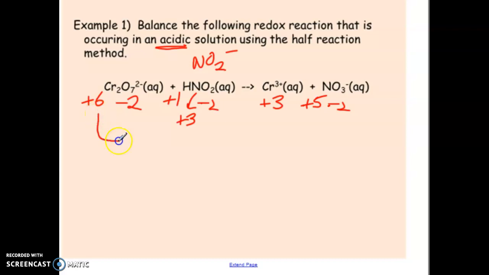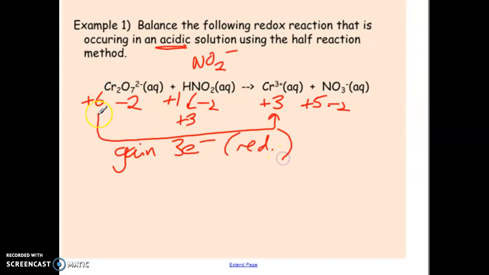Chromium, we can see right away, is going from +6 to +3. So what's happening here is we have a gain of 3 electrons, which means this is going to be our reduction half reaction, right?